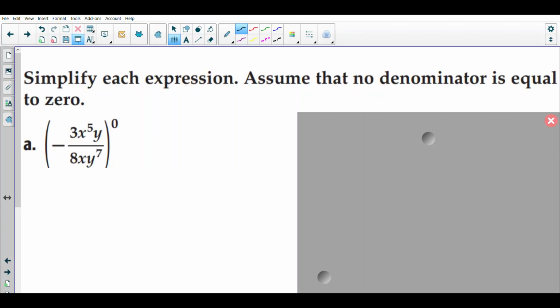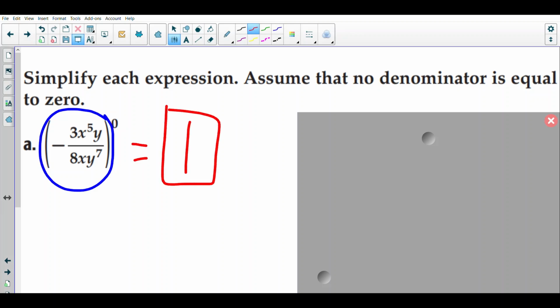So simplify each expression. Assume that no denominator is equal to 0. So we have negative 3x to the 5th over y divided by 8xy to the 7th, all to the 0 power. So this whole thing is being raised to the 0 power. We could simplify the inside and do x to the 5th over x and y over y to the 7th, but it doesn't matter because the whole thing is to the 0 power. So the answer is 1, no matter what. Next one.